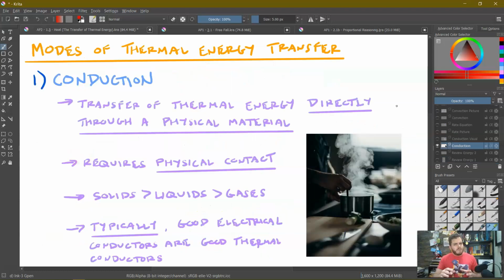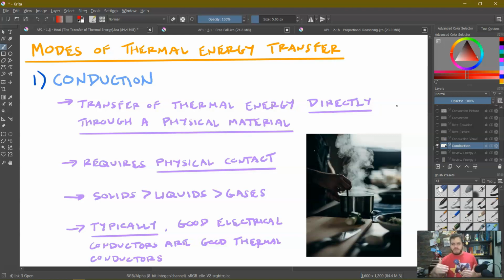Now, what is new about heat that we have not already discussed? And that is the modes that this thermal energy transfer can have. In other words, how exactly does the heat get from one place to another? And there are three main mechanisms of this. The first one is known as conduction. The thermal energy is conducted from one place to another. And this is the transfer of thermal energy directly through a physical material. And we'll look at a little visualization of that in a second.